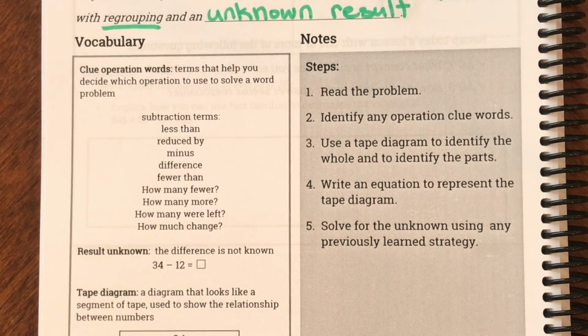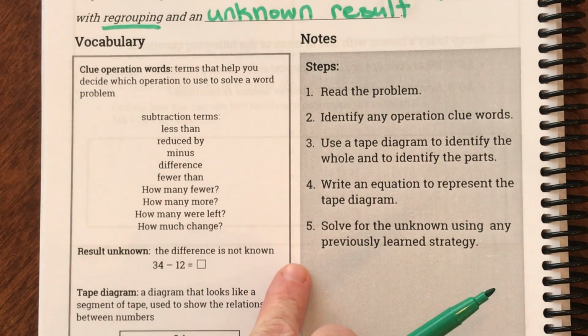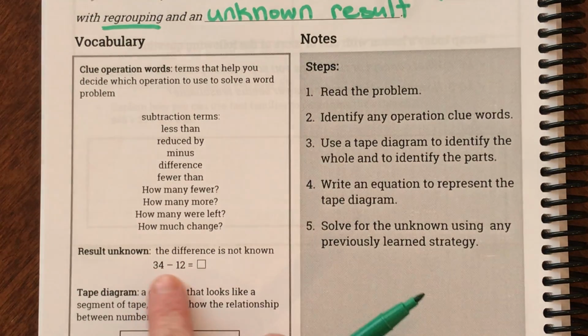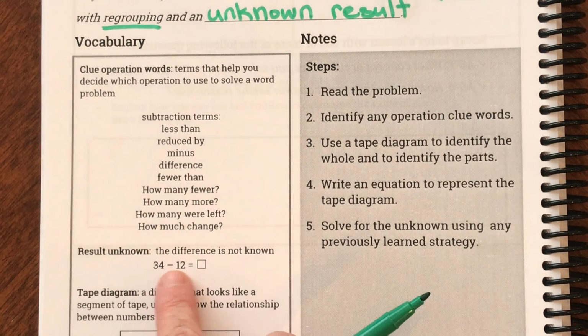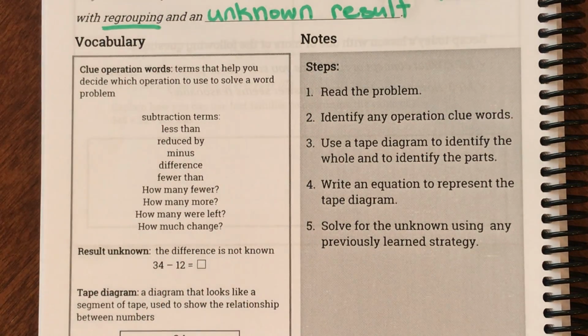Okay, then we have result unknown. So it says the difference is not known. So here we have our equation, 34 subtract 12, but the result is unknown. Okay, so that's what it told us in our objective for the day. We're going to have an unknown result.